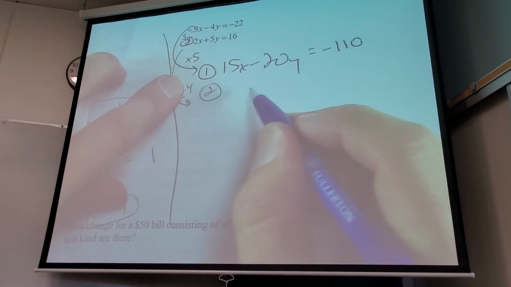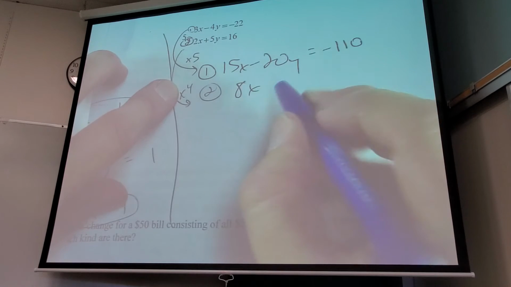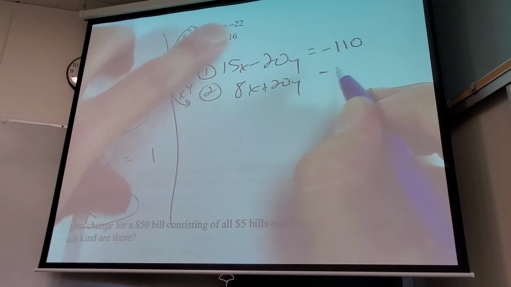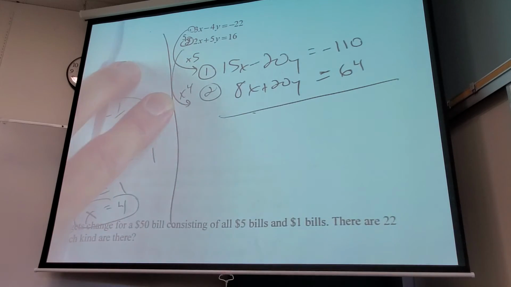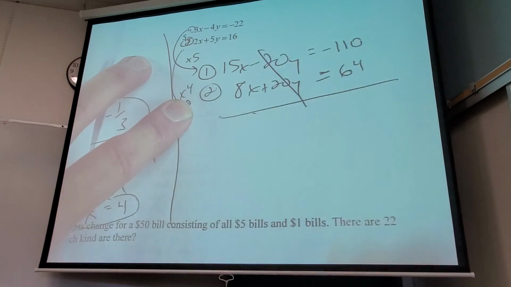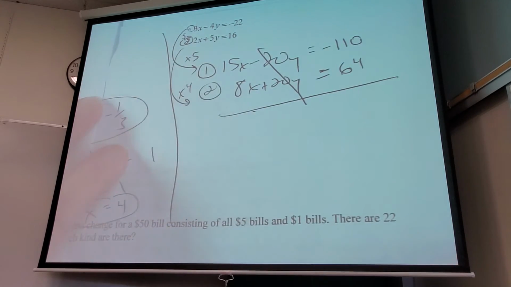So then you get 2 times 4 is 8x, 5 times 4 is 20y, 16 times 4 is 64. So the y's die. Not a surprise, we set that up to happen.